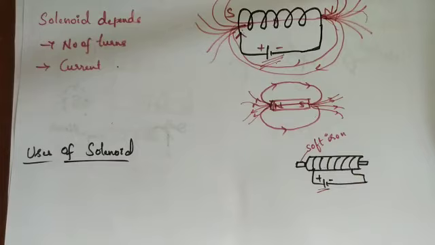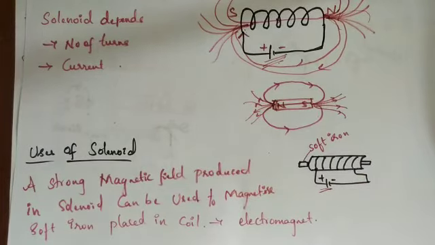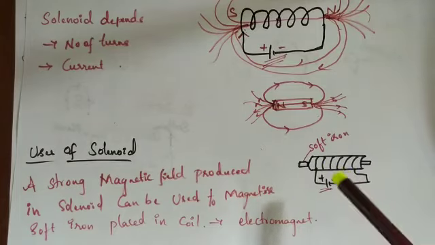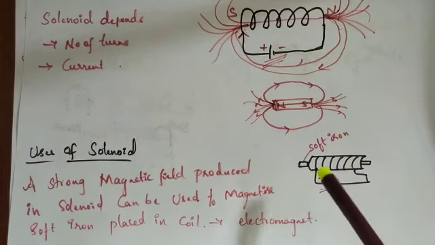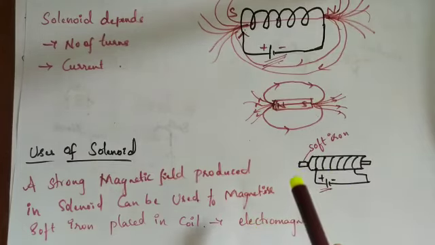So now I can say a strong magnetic field is produced in a solenoid. Here in the solenoid, we are getting a strong magnetic field. That magnetic field magnetizes the soft iron, that means it makes the soft iron a magnet, and that type of material is called an electromagnet. So I can say soft iron is an example of an electromagnet, because of the magnetic field produced in a solenoid, which makes the soft iron material act like a magnet. That magnet is called the electromagnet.